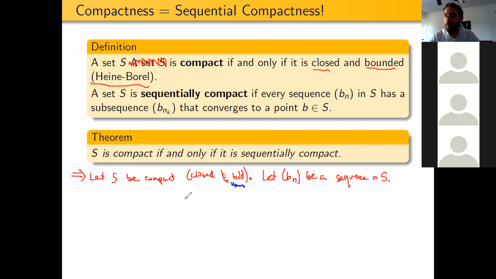that means that our sequence is bounded, right? Since S is bounded, we know that our sequence B sub n is bounded, and therefore, now this is a result that we'll have to try to remember, we know that B sub n has some convergent subsequence.